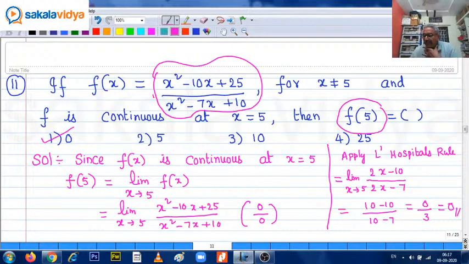Yes, Murthy, you can factorize also. Yes, Gopalam Sai, absolutely correct.